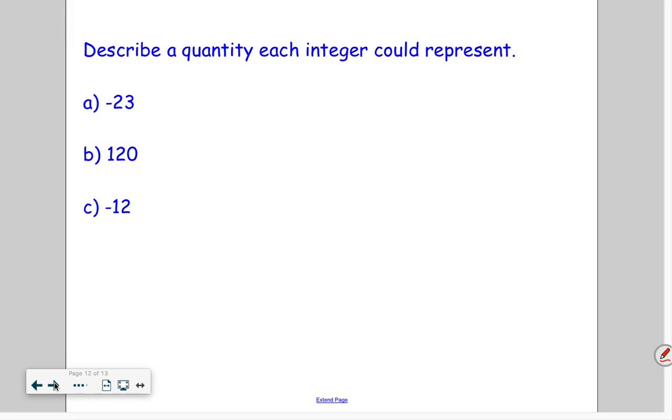What else? Ellie. Okay, so you purchased $23 worth, so now you have $23 less in your checking account. Okay. Taylor. 23 flowers died in your garden. Okay. So you lost 23 flowers then. Zane?